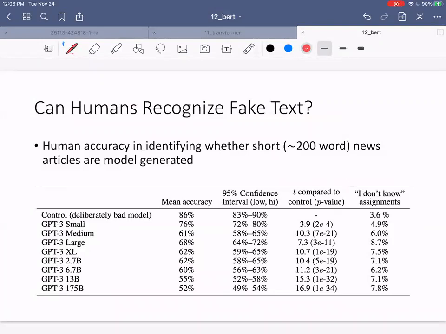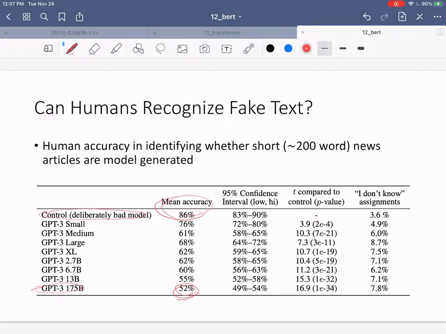This is interesting. They generate fake text, just like the fake news articles from GPT-2. They generate fake articles using GPT-3, and they ask humans to distinguish whether the generated texts are real or fake. So it's like a GAN discriminator. Humans are GAN discriminators now. When the text is generated by a deliberately bad model, people were able to detect fake text at 86% accuracy. But when the fake texts are generated using the full 175 billion parameter GPT-3 model, people were confused all the time. 52% accuracy means it's a random guess.